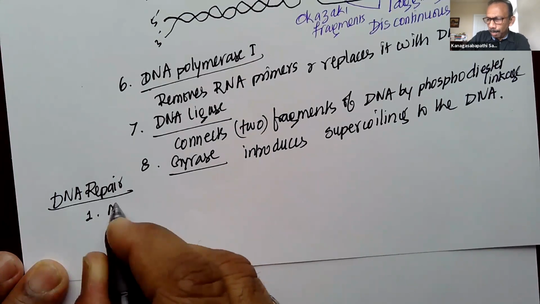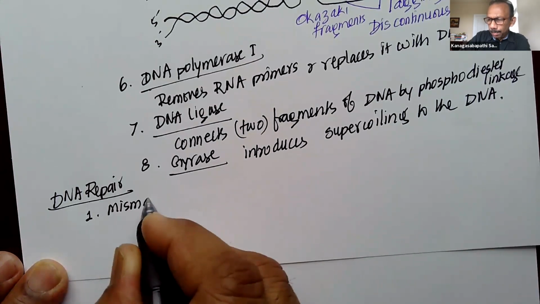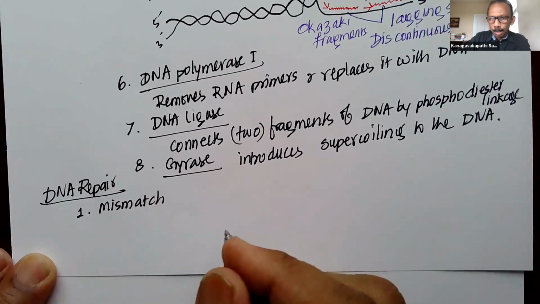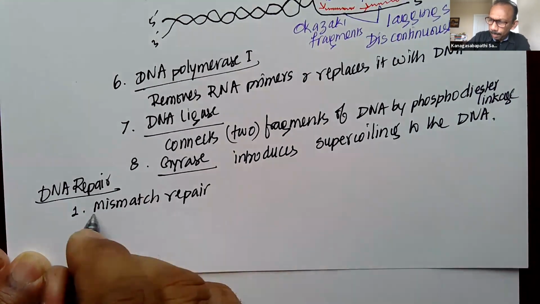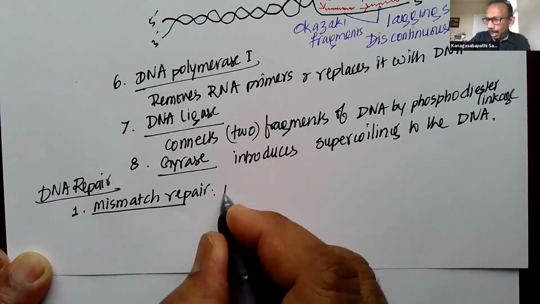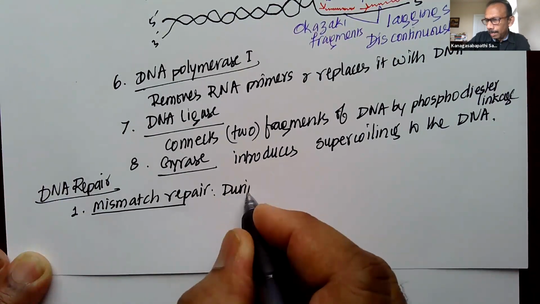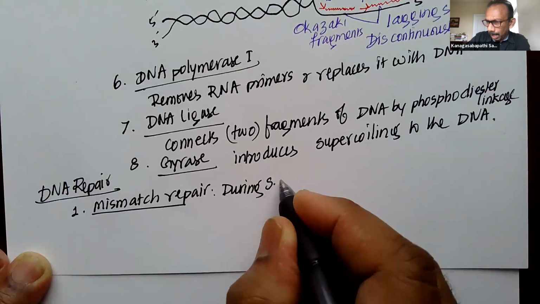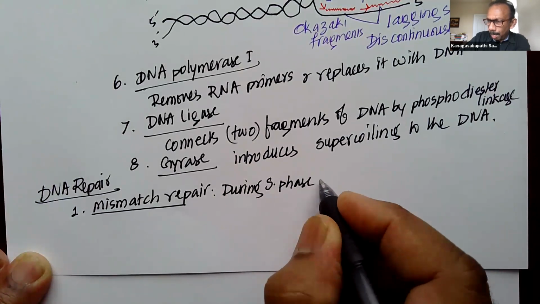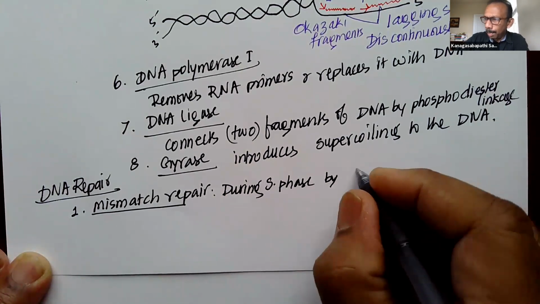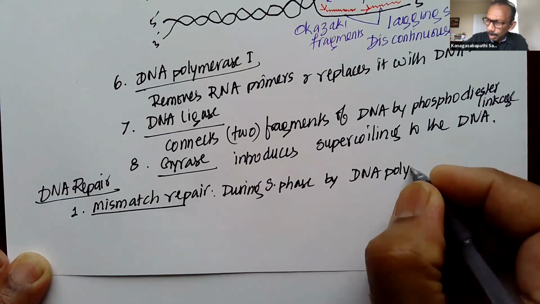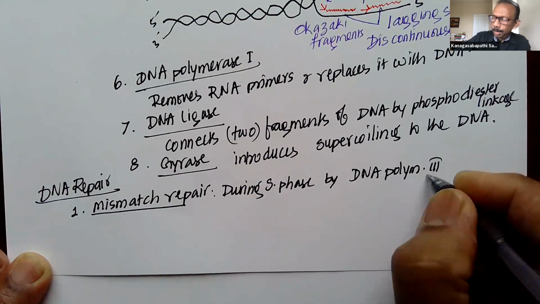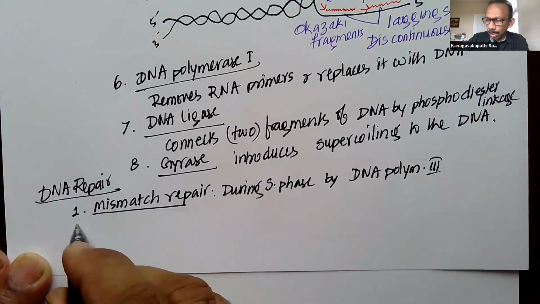Number 1 is mismatch repair, and that happens during S phase, during the replication phase, by the DNA polymerase 3. Okay. So if there's a mistake, it fixes it.